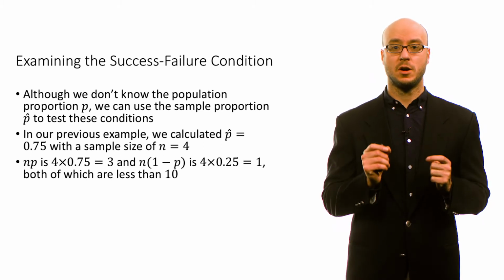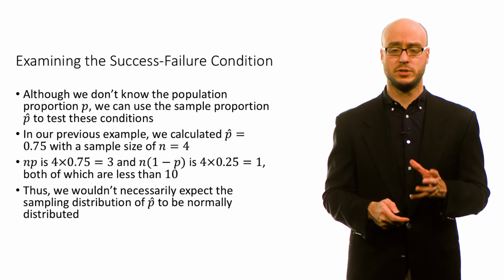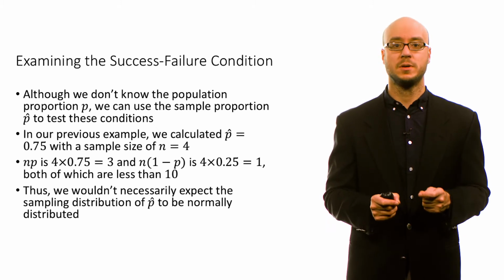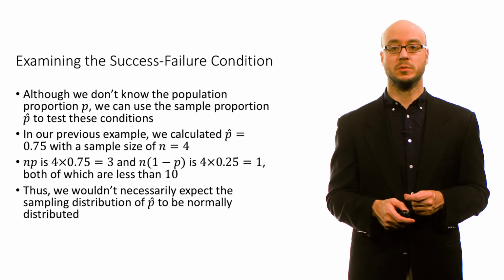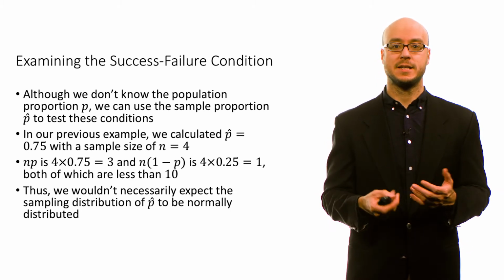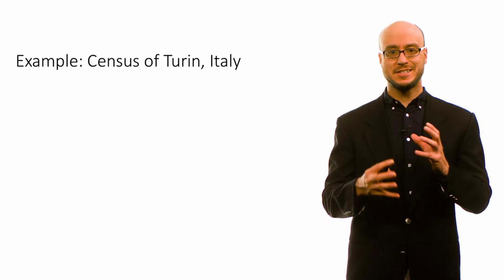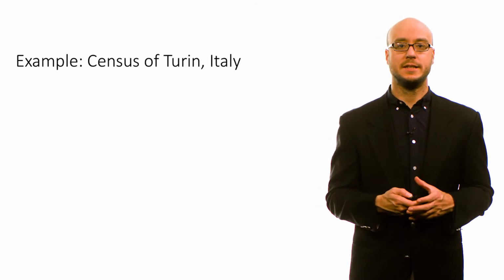Both of these are less than 10. 3 is less than 10, and 1 is less than 10. So in this particular example, the success failure condition does not hold up. So we wouldn't really expect the sampling distribution of P hat to be normally distributed, and so we really couldn't treat it as a sample mean using the standard normal distribution. So let's go through an example and really check out this idea.